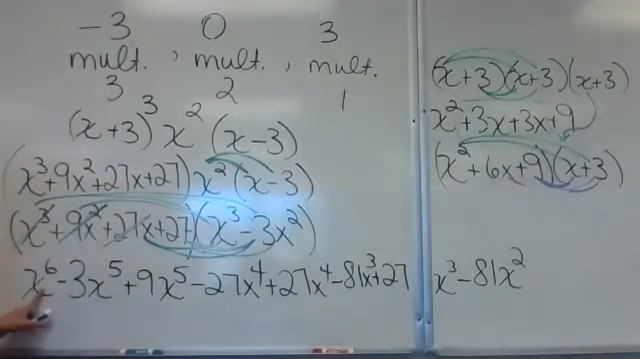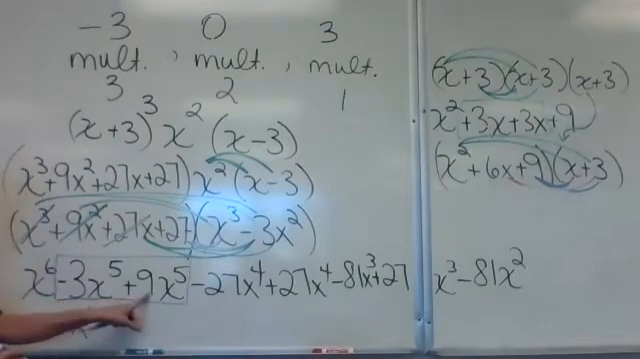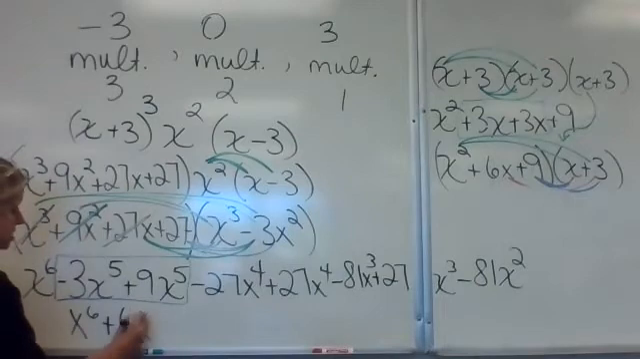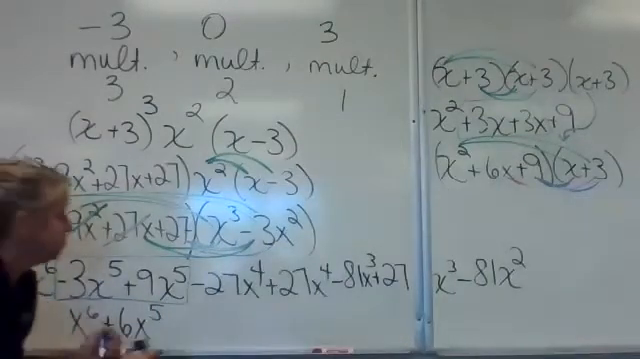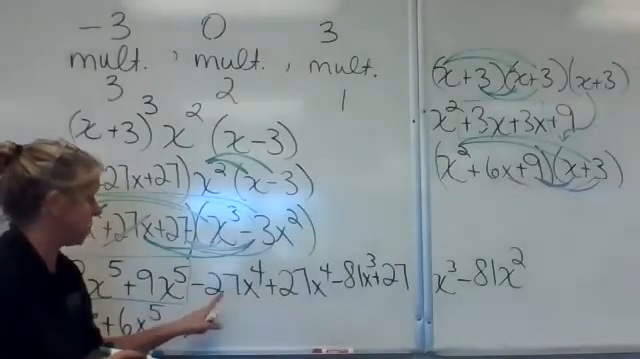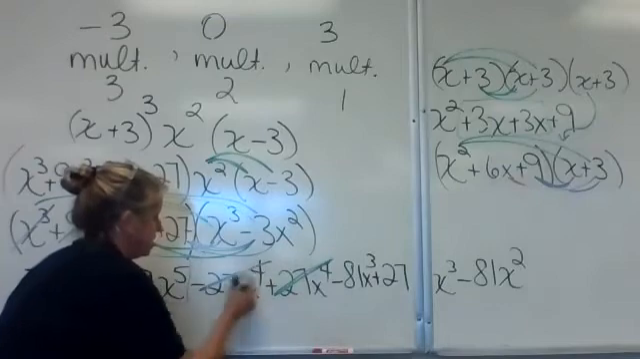Okay, so I don't have any other x to the 6th. My x to the 5th I can put together. I've got negative 3 here and positive 9 there, which means together I have positive 6x to the 5th. My x to the 4th. When I put those together, since that's negative 27 and that one's positive 27, they'll just cancel each other out.